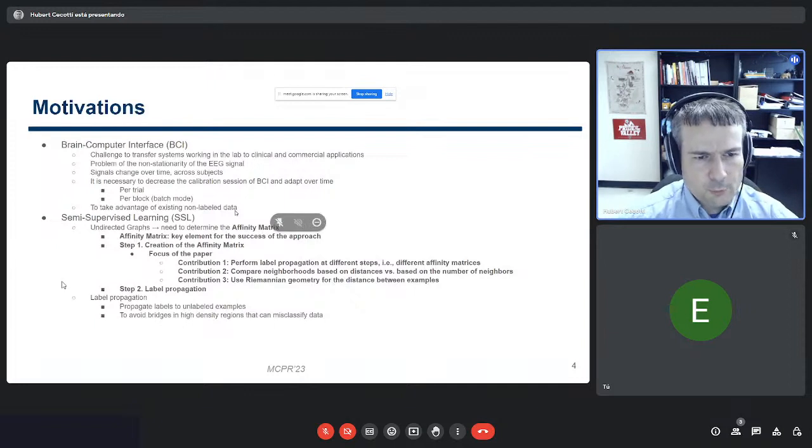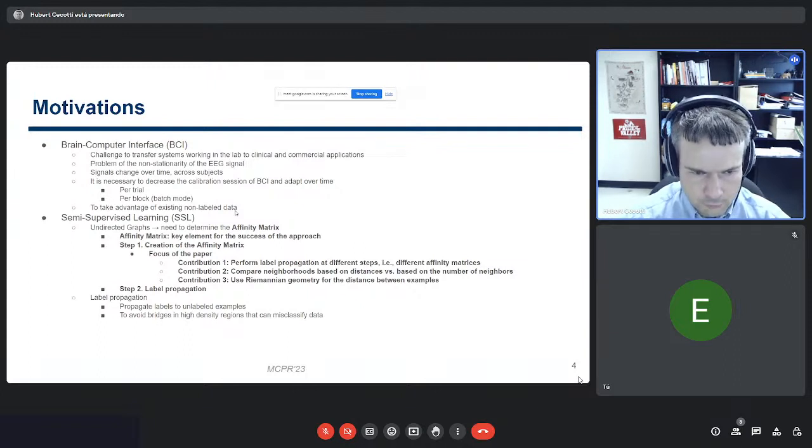We're using semi-supervised learning, considering undirected graphs. For such a problem, we need to determine the affinity matrix. Determining the affinity matrix is really the most important part of the problem, and afterwards we can use state-of-the-art approaches. In order to build a very good affinity matrix, we need to use a good distance, a distance appropriate to the problem.